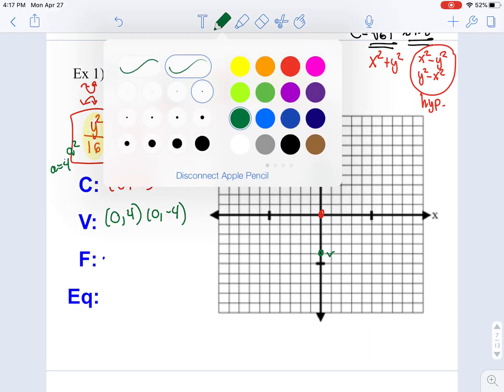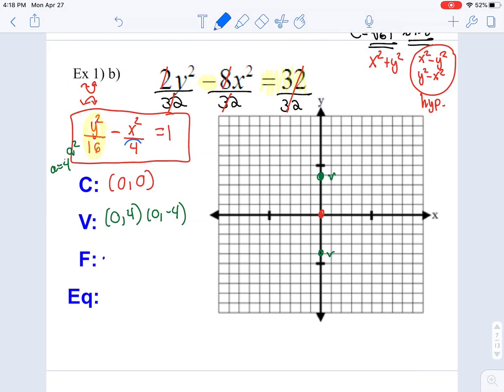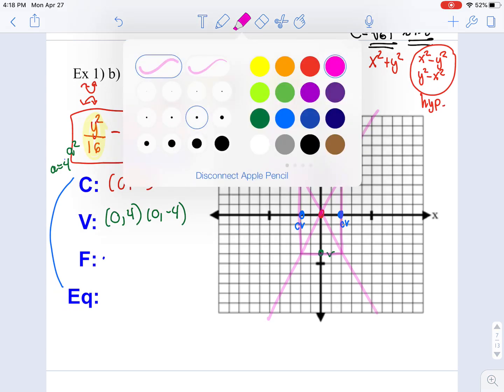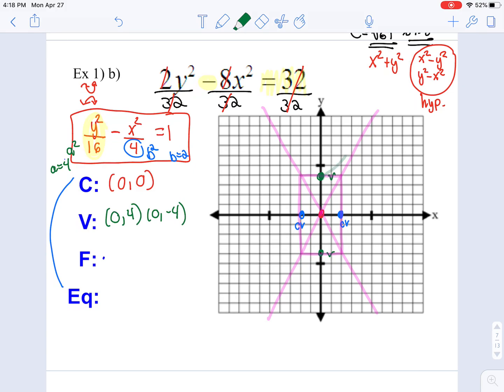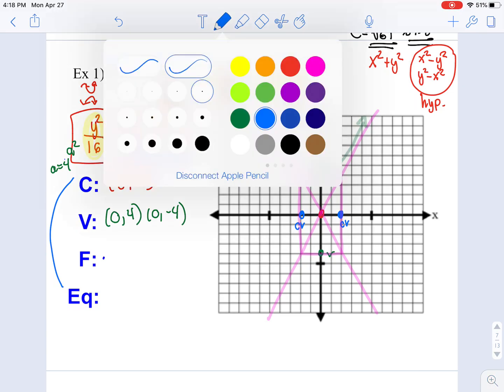Now, in terms of my focal point, let's actually do our b value next. This 4 is my b squared, which means my b value is 2. I'm going to go left and right 2 points. Those are my co-vertices, which I'm not going to name over here since they're not technically part of the graph. I can do this in any order. I can actually draw in right now my rectangle, connecting my vertices and co-vertices, draw in my asymptotes, or the diagonals of my rectangle. And then I can draw in the branches from those vertices.